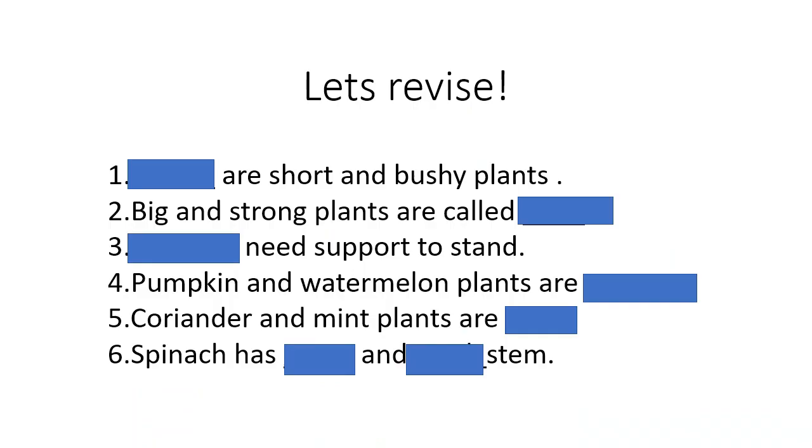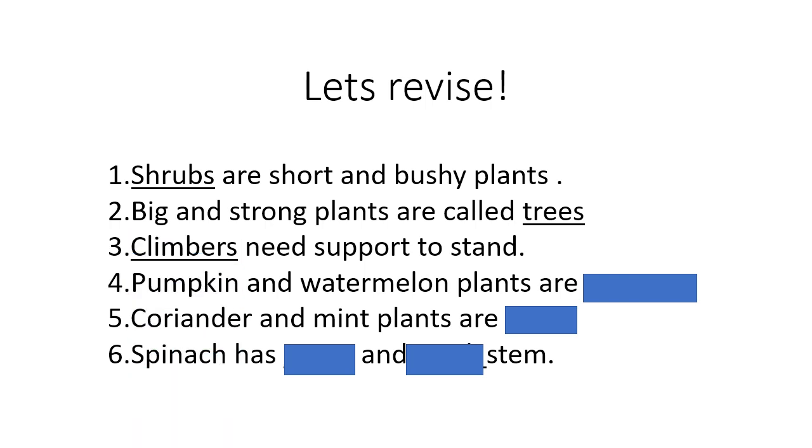Let's have a quick revision. Dash are short and bushy plants. Shrubs. S-H-R-U-B-S. Big and strong plants are called trees. T-R-E-E-S. Dash needs support to stand. Climbers. C-L-I-M-B-E-R-S. Pumpkin and watermelon plants are creepers. C-R-E-E-P-E-R-S.